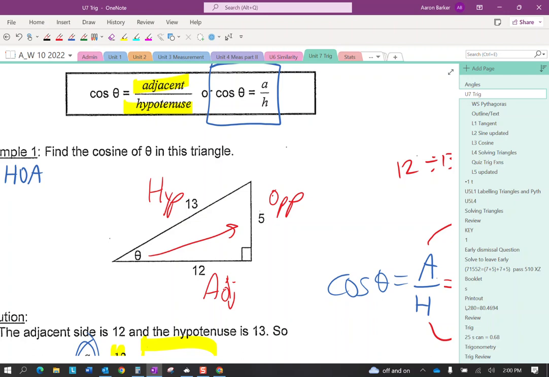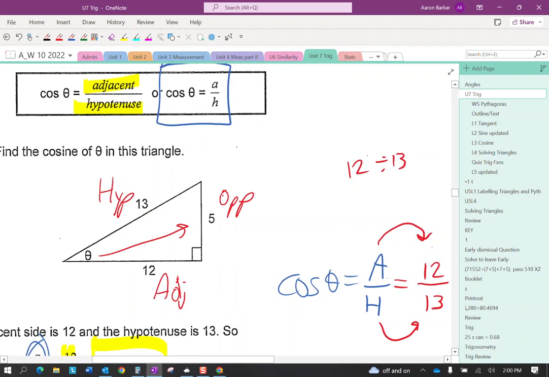Which number represents A? 12. And which number represents H? 13. So our fraction is 12 over 13. Write that down. Remember your equal signs.